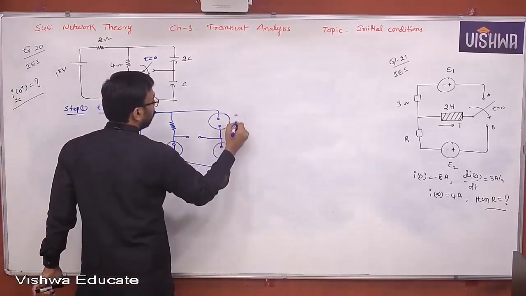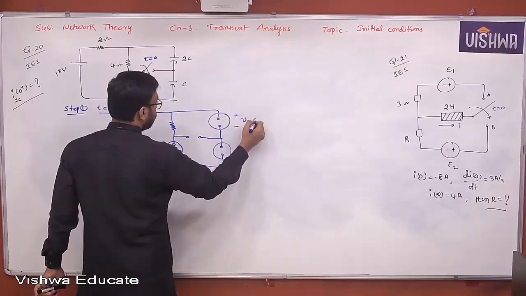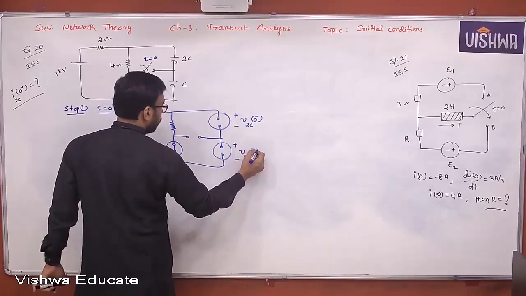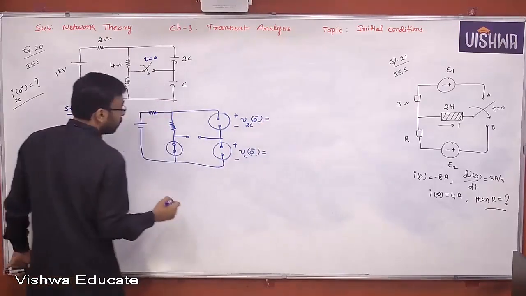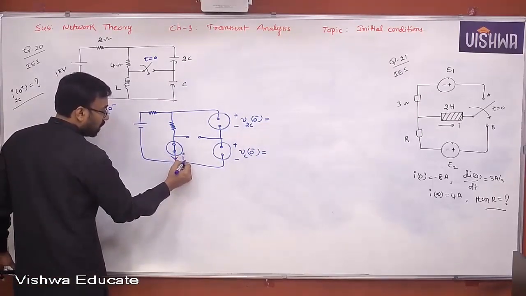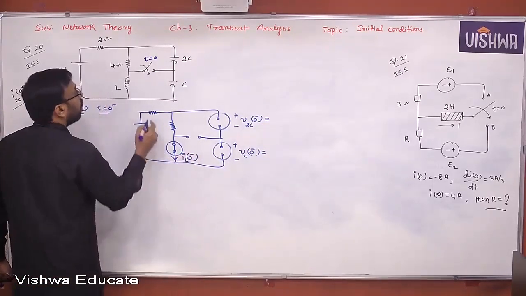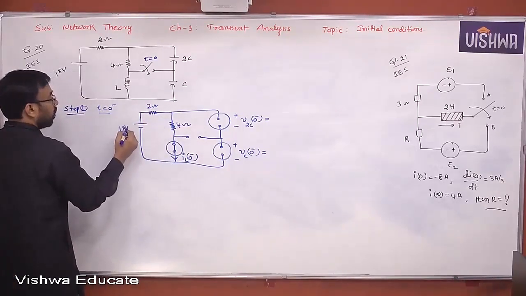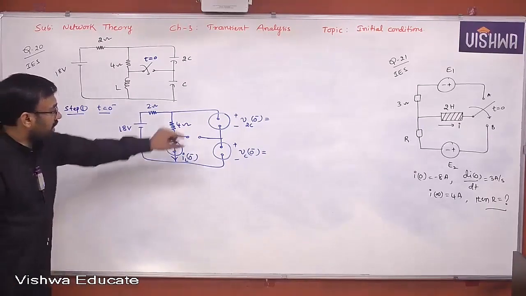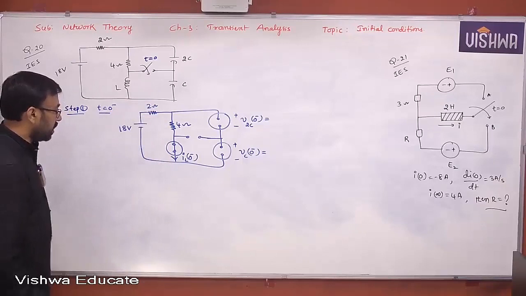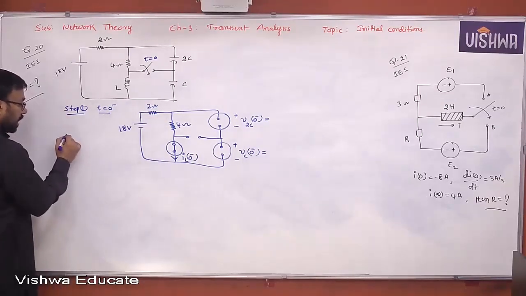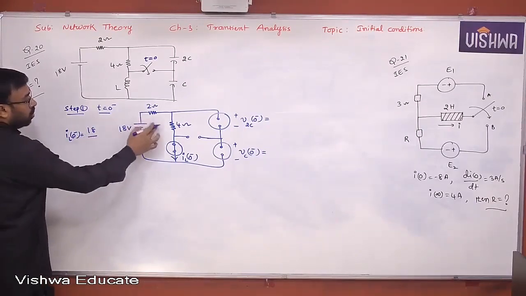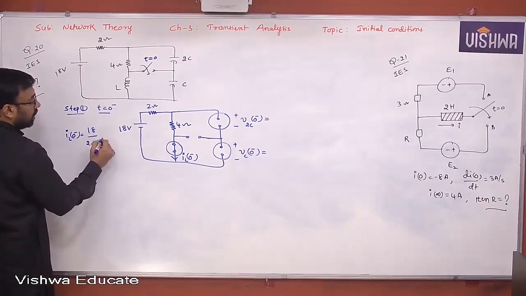And you need to know what is the voltage across this, V2C of 0 minus, and VC of 0 minus. What are the values? What is the value of IL of 0 minus? All these things are very, very important. 18 volt. Okay. Now, since they're all open circuit, the entire current is passing here. I can say here IL of 0 minus is 18 divided by 2 plus 4, 6. That is nothing but 3 amperes.